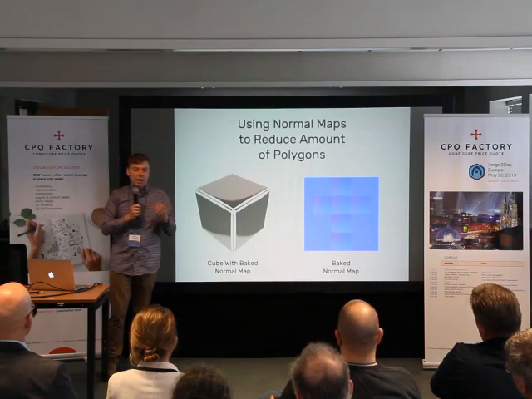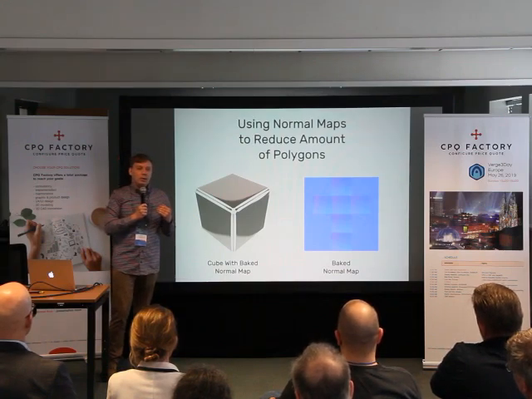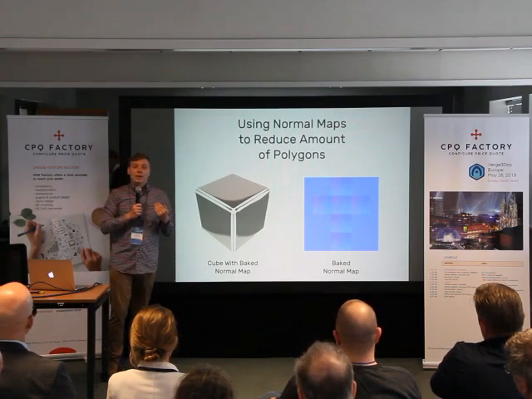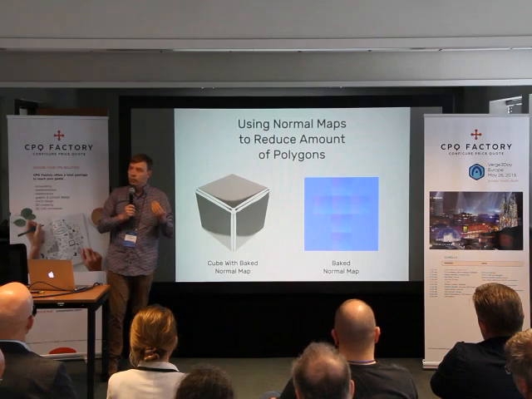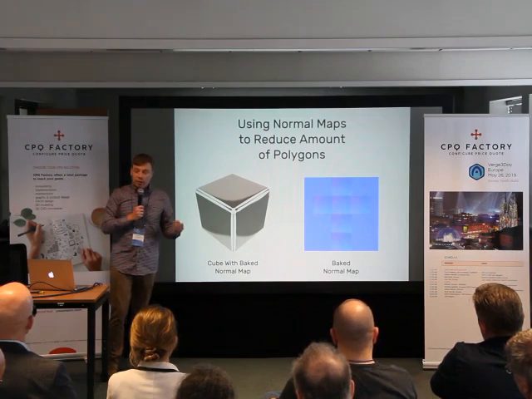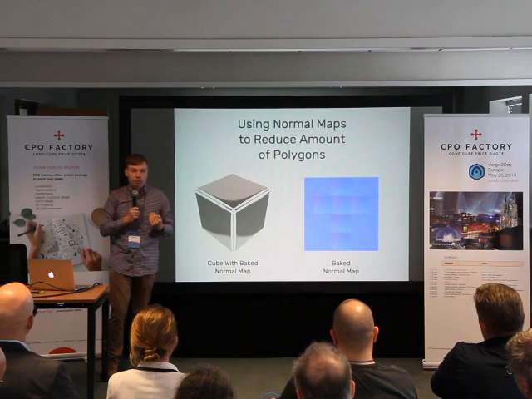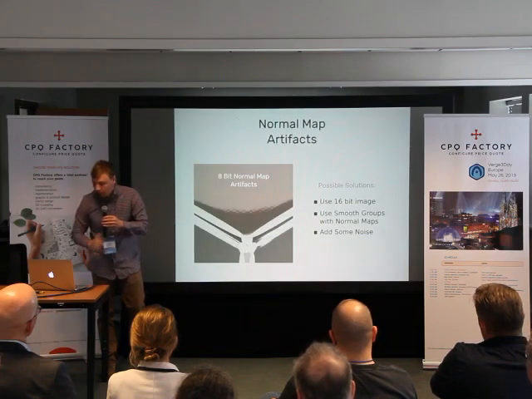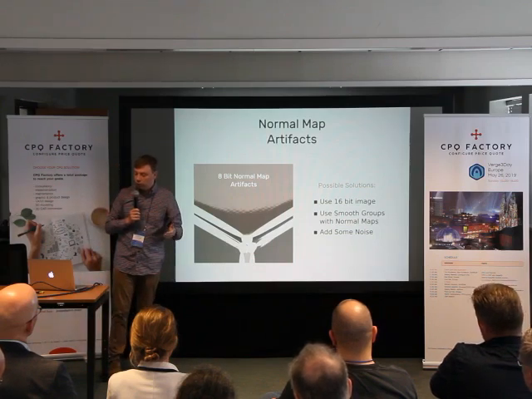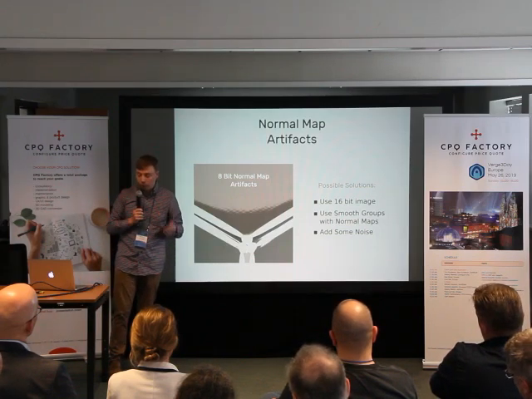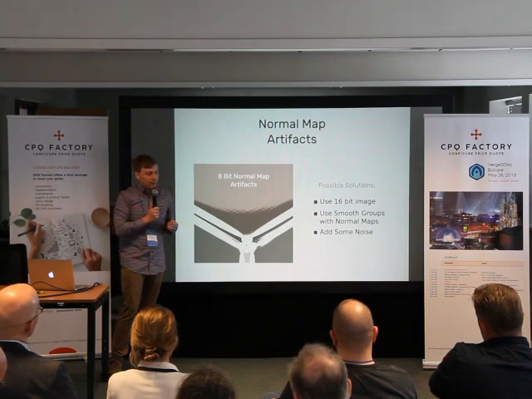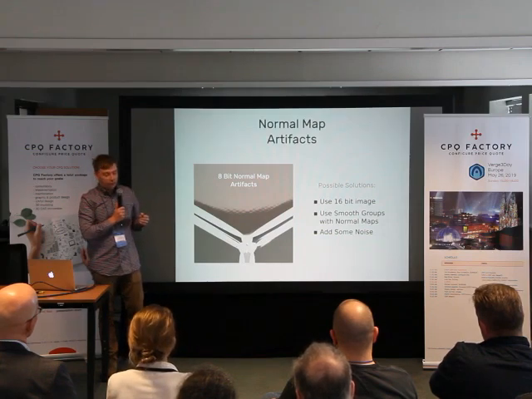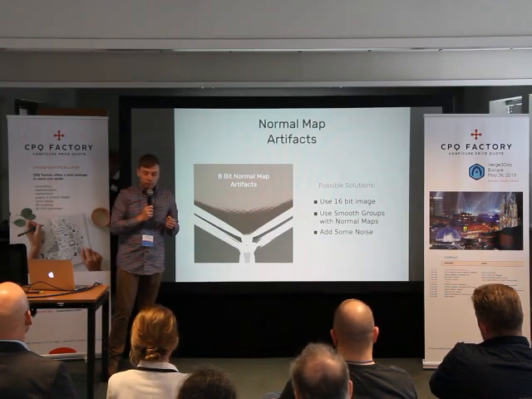And of course, the most common way to reduce the amount of polygons for the mesh is to bake a normal map from high poly to low poly. But these techniques are mostly used in game development. For WebGL, it usually does not give a good result because of some limitations. If you zoom closer to your object, you can see different artifacts. This is because of the limitation of an 8-bit image. So there are several solutions.